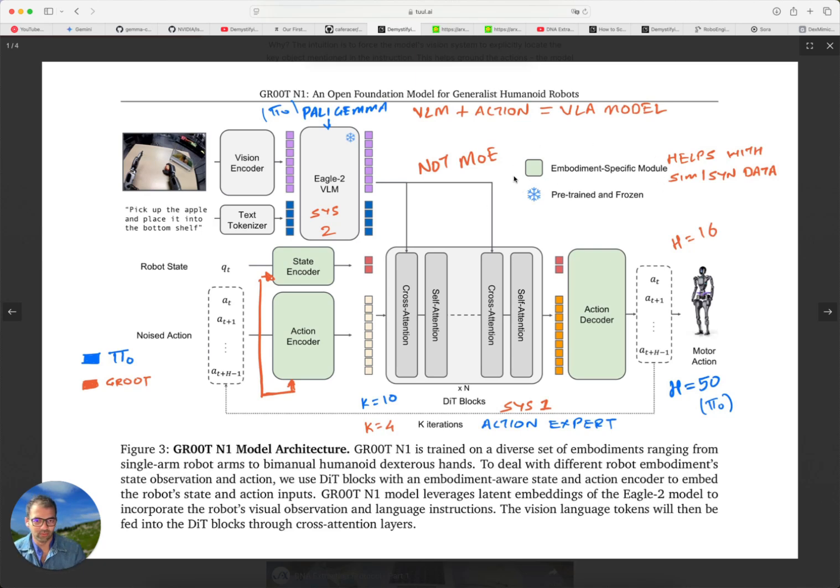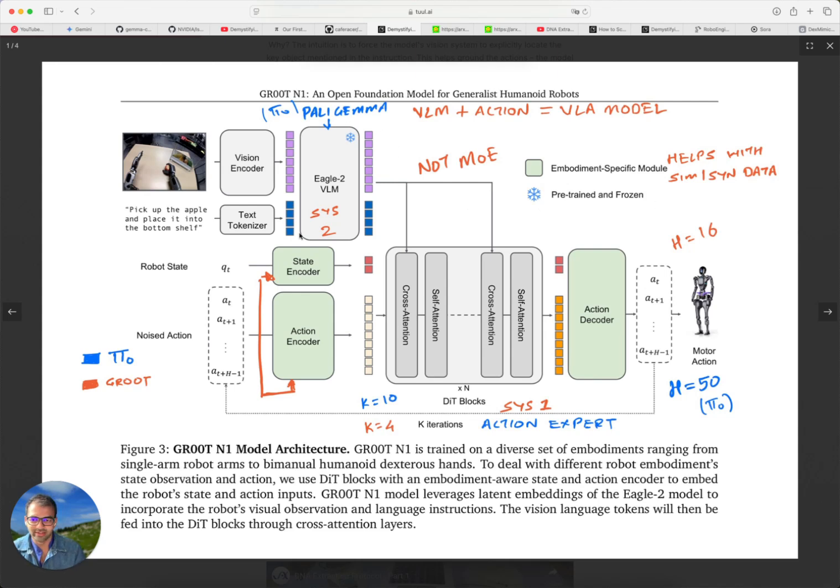One of them is the embodiment-specific modules. The modules that you see here for encoding the robot state or the action state and decoding the action state are separate for every robot. That's important to note because this helps them deal with the sim data and the synthetic data later in the paper. And that's actually the main part of this paper, the sim data.